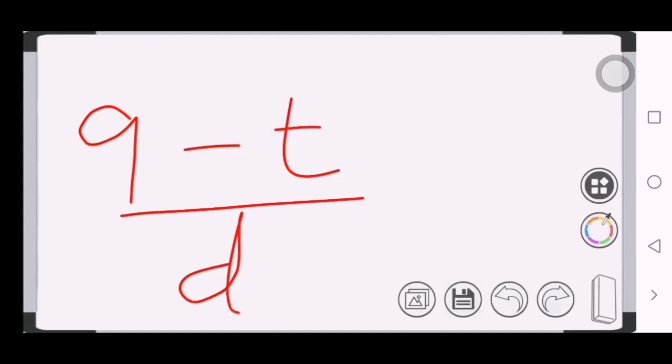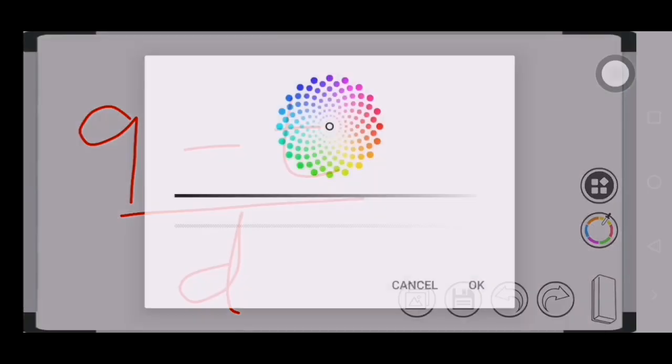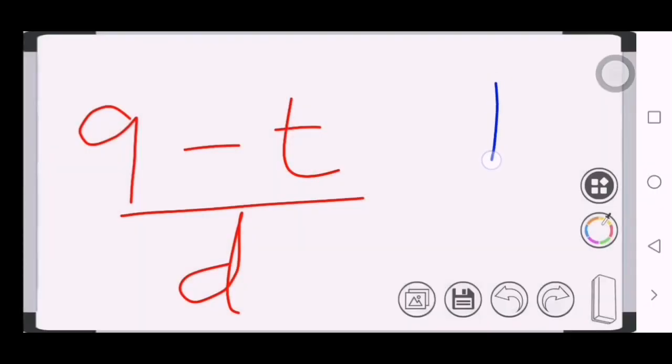Great. What if I write 9 minus t all over d? How many terms do we have? Can you guess? If your guess was 1, then that is perfect. We have only one term. Why do we say so? I know you might say we have three terms because we have 9, we have t, and we have d. You've seen 3 letters or a number and 2 letters making 3.